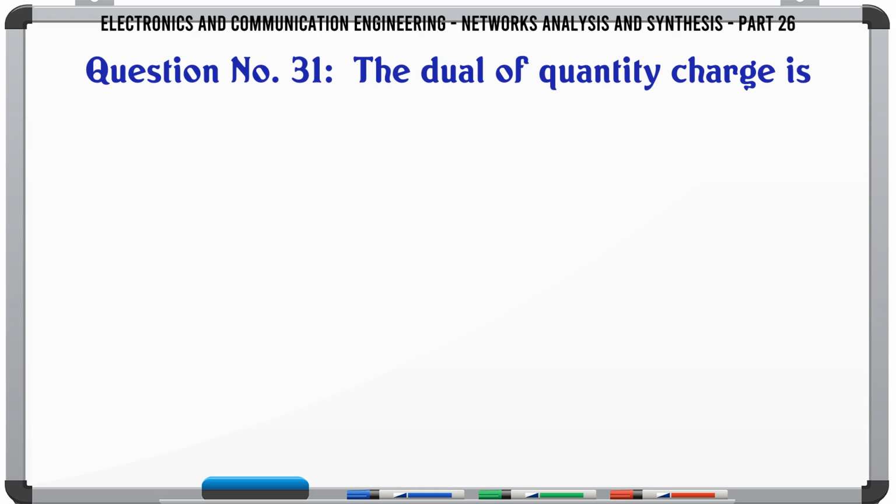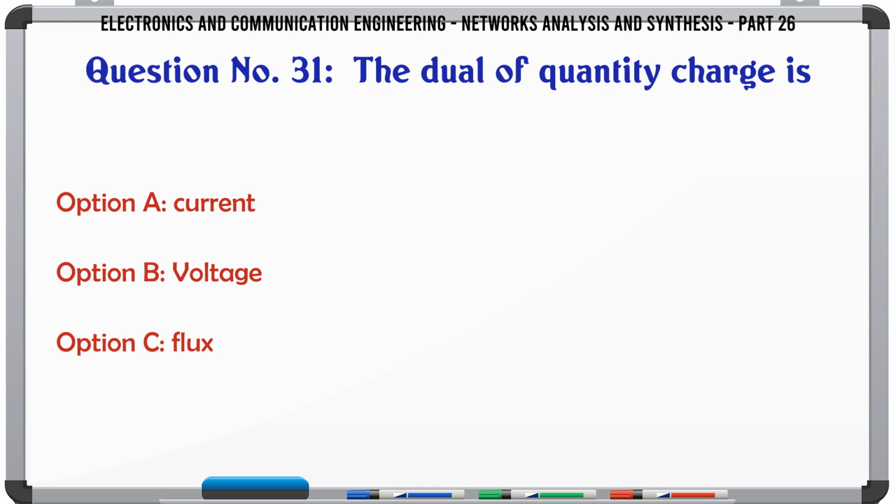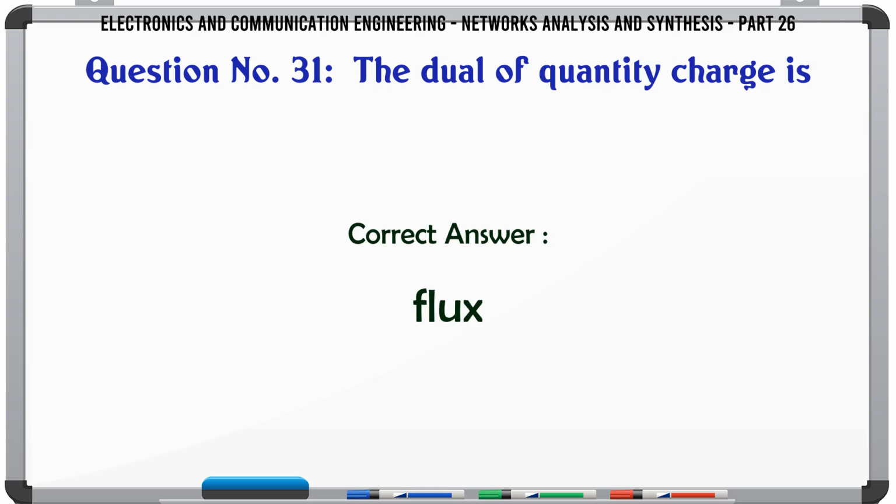The dual of quantity charge is A. Current, B. Voltage, C. Flux, D. dt. The correct answer is flux.